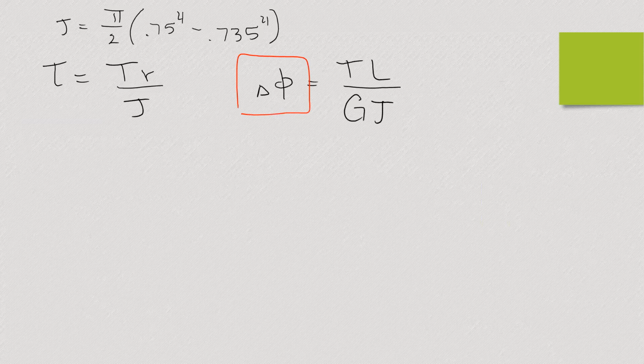So we have two equations here. We know our rotation, our change in rotation. We know the length, we know G, and we know J. Then we can back solve for the torque. Once we know the torque, we can plug that in over here with R and J, and we can get the shear stress, which is what we really want. So do we have a value for J? 0.0386. 0.0386, perfect.